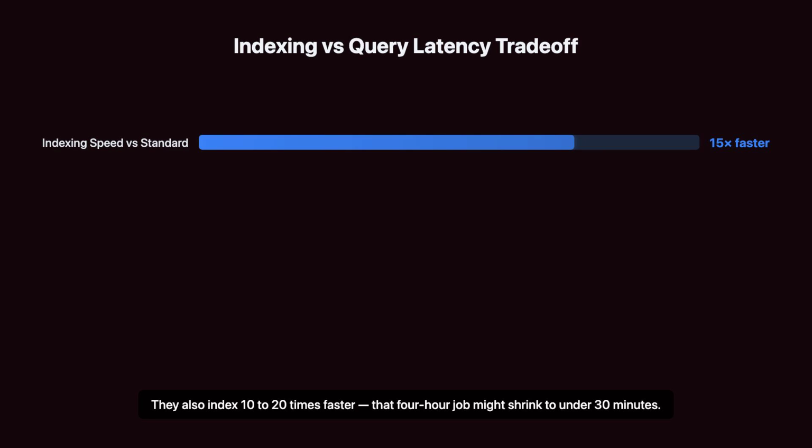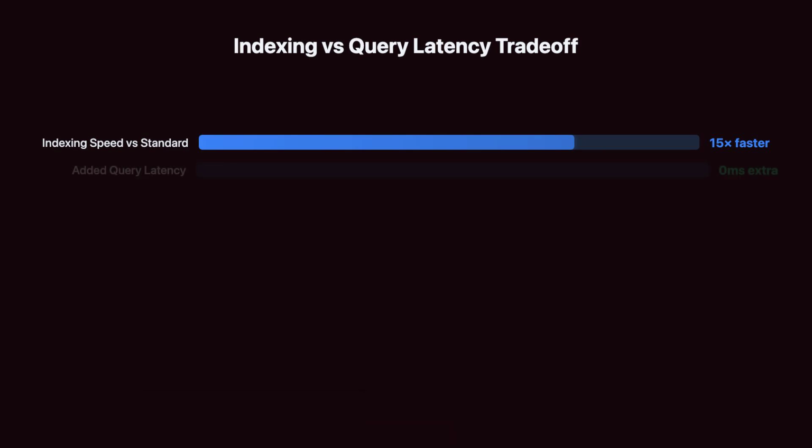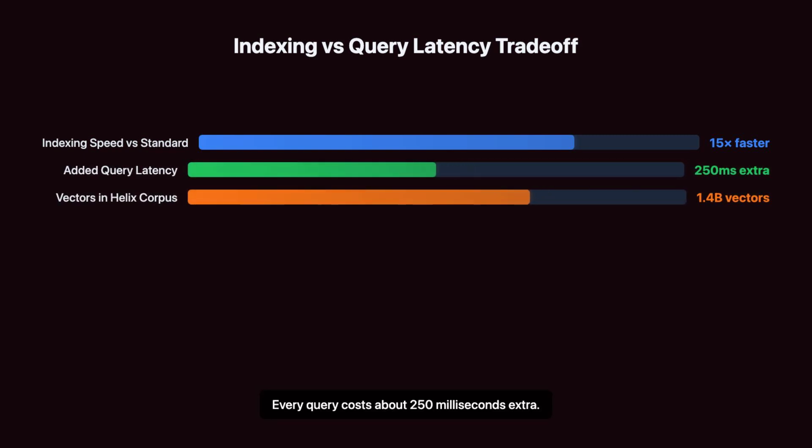That 4-hour job might shrink to under 30 minutes. The catch? Every query costs about 250 milliseconds extra. If your current query latency already meets production requirements, that's an easy trade. The exam trap is thinking you get all this speed for free. You don't. Faster indexing costs a little more on the query side.